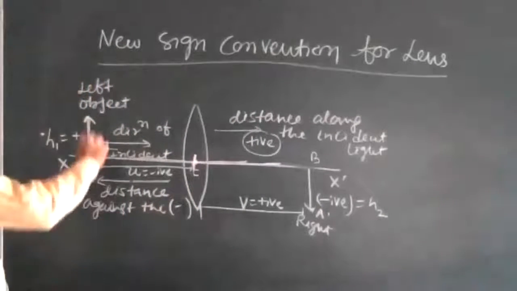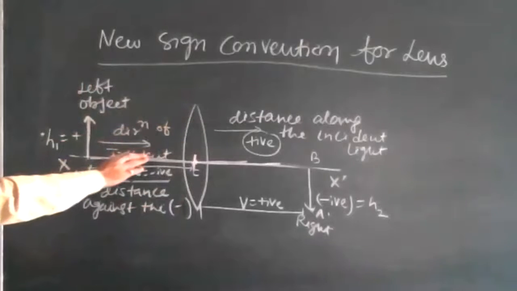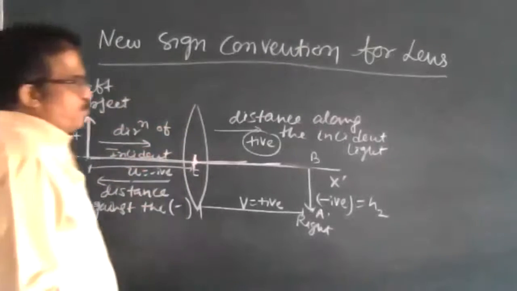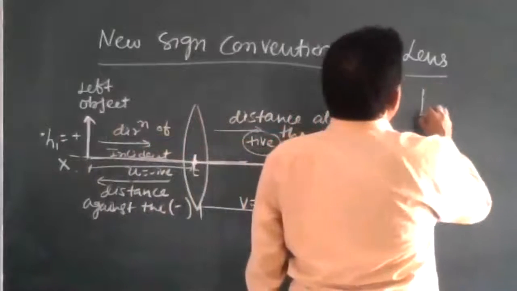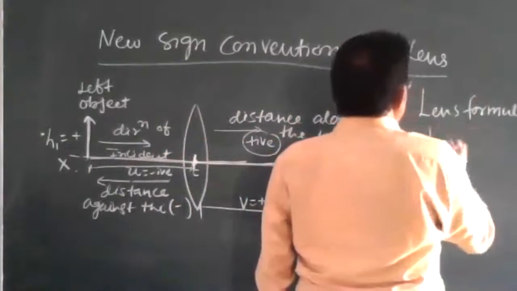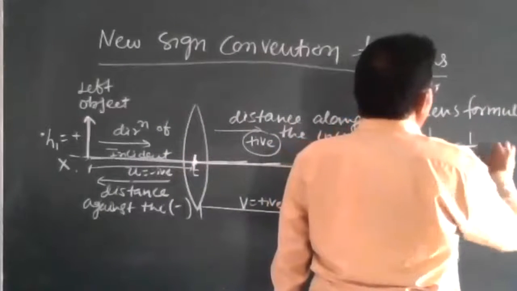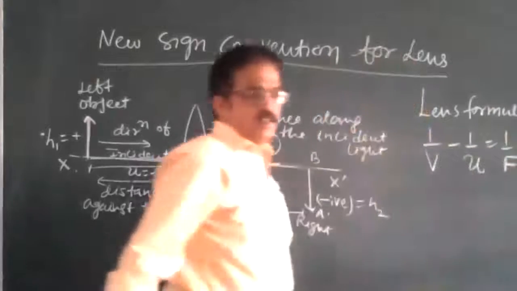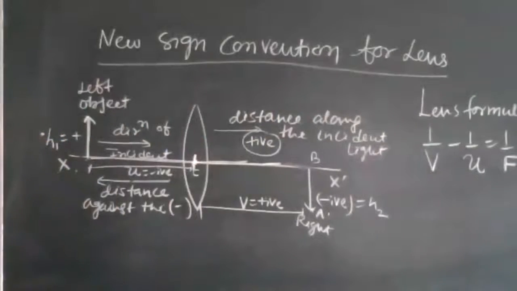Draw this figure. These are the sign conventions here. With the help of sign convention, I can write the lens formula. Write down here the lens formula. That is 1 by v minus 1 by u is equal to 1 by f. See this formula: 1 by v minus 1 by u is equal to 1 by f.